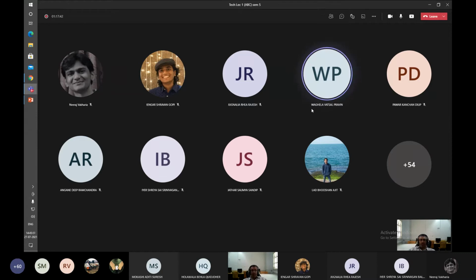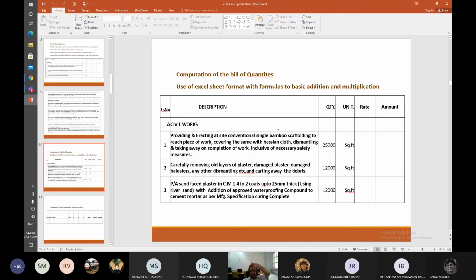So how would you frame the specification for cleaning of the site? Oh, sorry. Vatsal, give me a break. I got carried away with Shravan in only writing the specification.